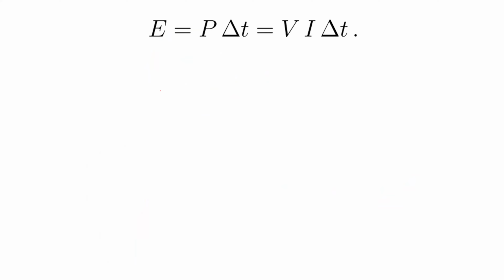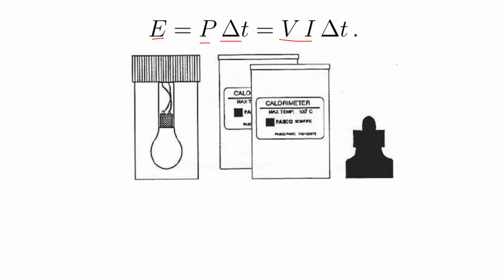So exactly how we're going to do this is we're going to use this formula for electrical energy. As you can see, electrical energy is equal to the power times the change in time. But power can also be calculated by voltage times current. So therefore, what we can do is simply power up the bulb with some power generator, and record with two multimeters both its voltage and its current. And to measure the change in time, we can just use a chronometer.